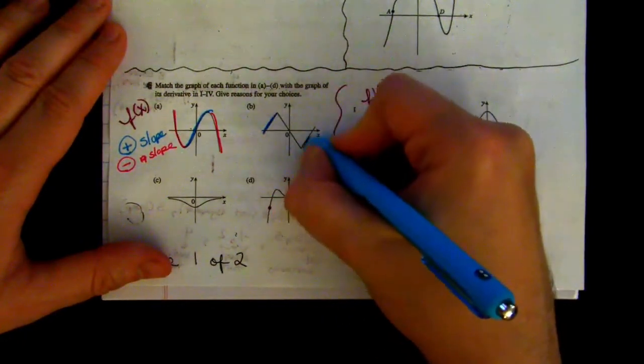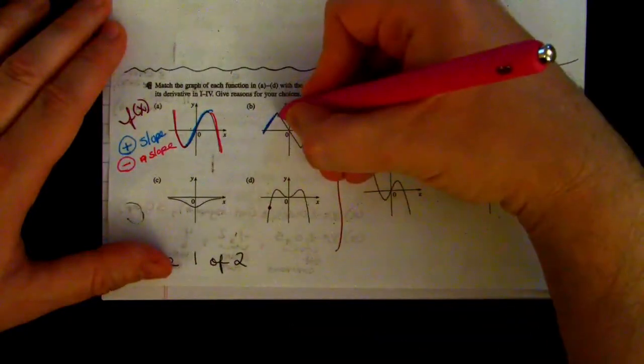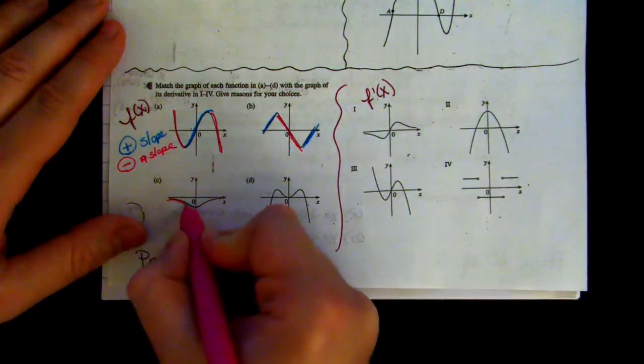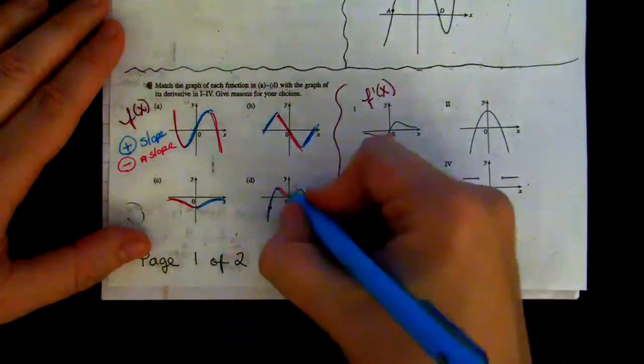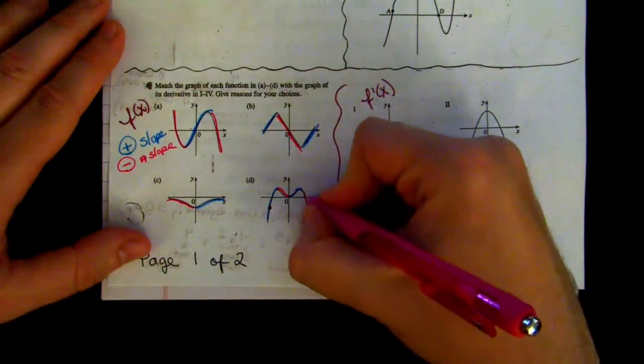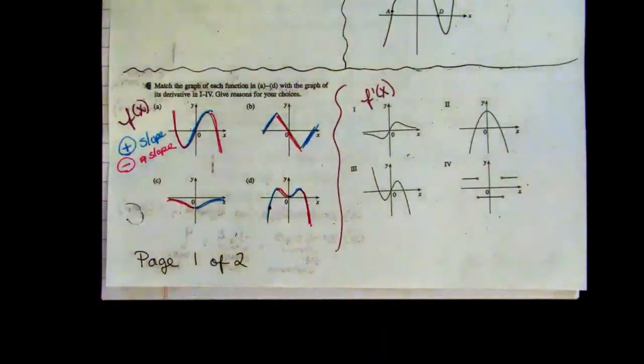And I want you to take a moment and do that with B, C, and D. Trace out the positive slopes in the same color you chose in A, and negative slopes in the same color you chose in A. Negative slope here, positive slope over there, positive, negative, positive, negative. I just traced out my slopes.